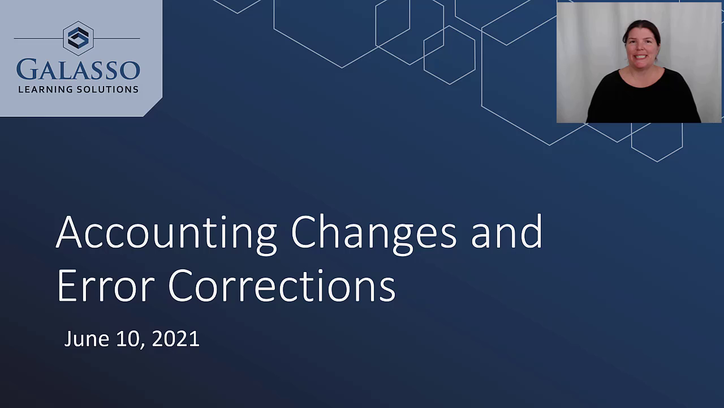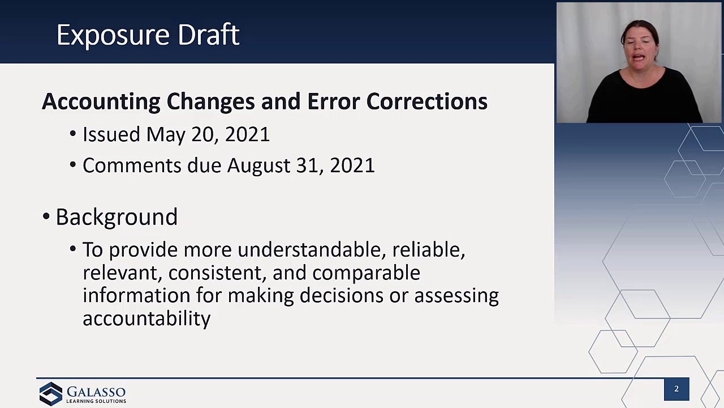My name is Melissa Galasso, and today we're going to talk about a new GASB proposal related to accounting changes and error corrections. So this is something they've been looking at for a little bit of time here. This was issued May 20, 2021, and comments are due August 30th. So it's a pretty quick turnaround here. But really, this standard is trying to make things more governmentally oriented.